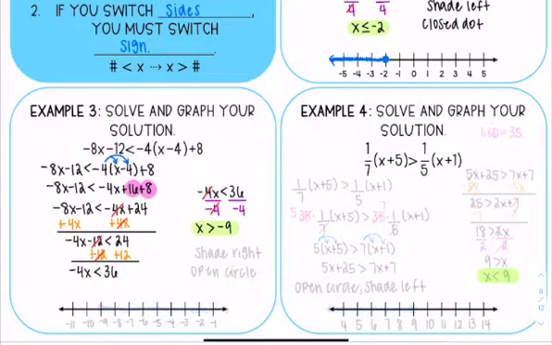And so we know that this is going to be an open circle, because we don't have the equal to bar underneath the inequality symbol. And this is a greater than, which means we are going to shade to the right.